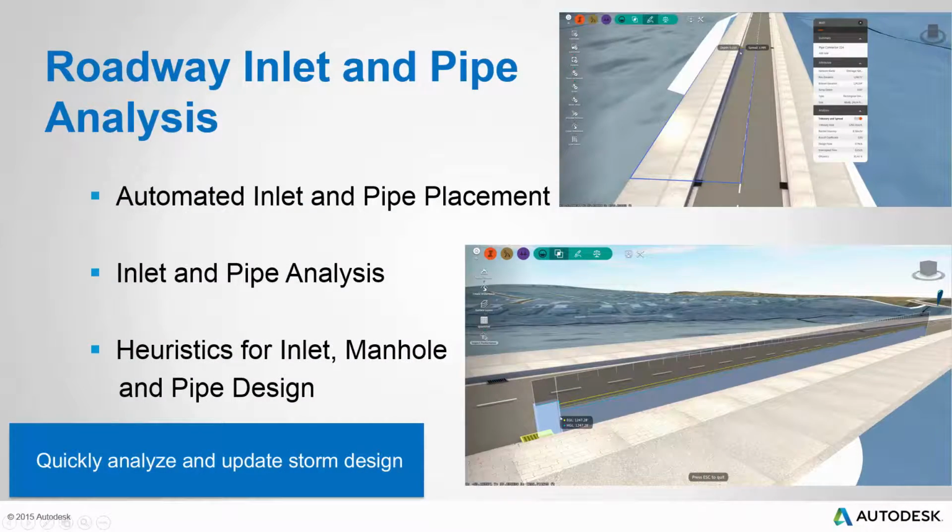The next key feature that I'd like to talk about today in the overview is roadway inlet and pipe analysis. In the drainage design vertical for InfraWorks 360, you have automated inlet and pipe placement, inlet and pipe analysis, and heuristics for inlet, manhole, and pipe design. So let's talk about automated inlet and pipe placement real quick.